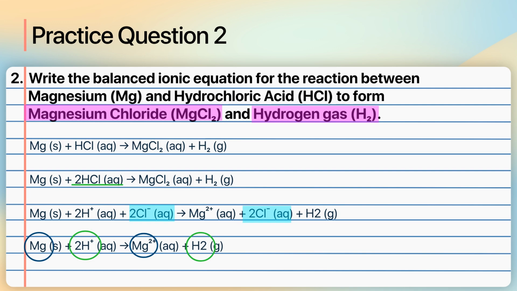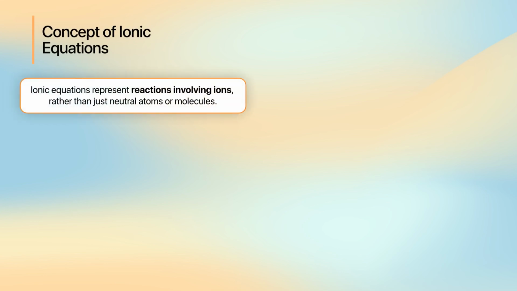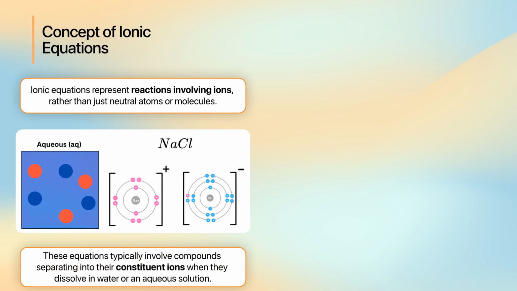By practicing these examples, you can see how to write and balance ionic equations, focusing on the ions that undergo a chemical change and excluding any spectator ions. In today's lesson, we delved into the world of writing balanced ionic equations. We began by understanding what ionic equations are and why they are important. They represent reactions involving ions, providing a clearer picture of the chemical processes at the ionic level.